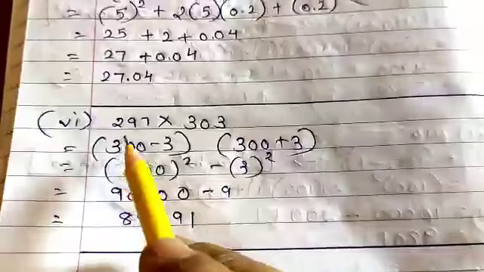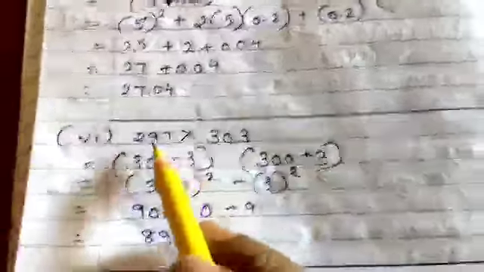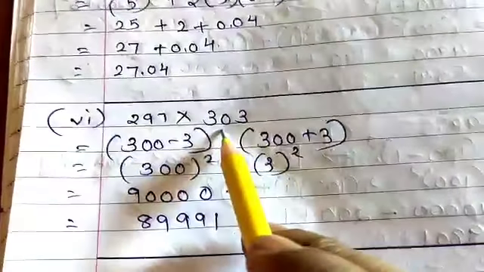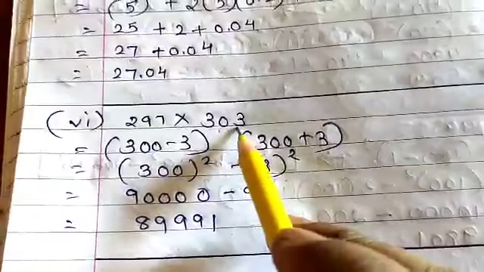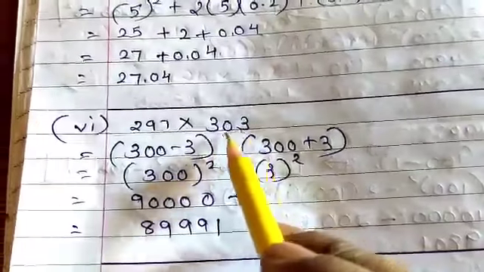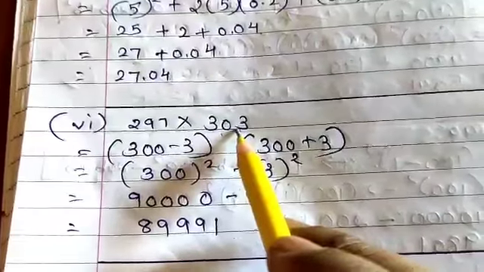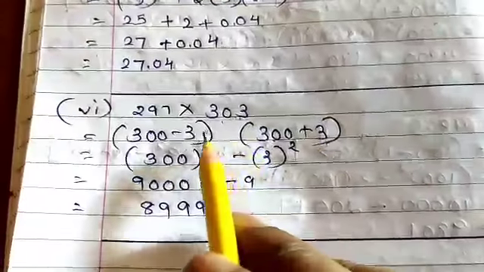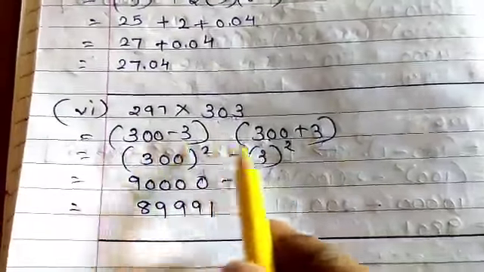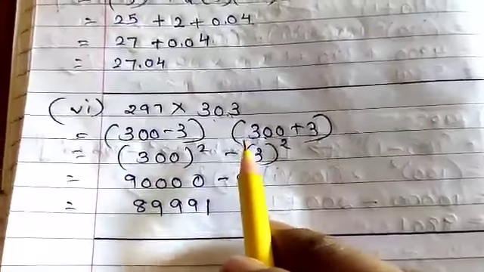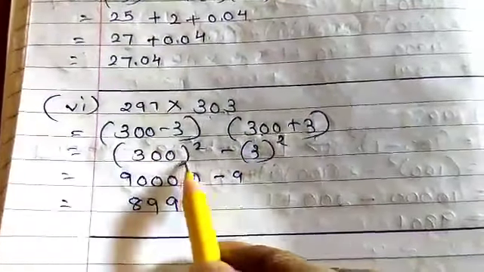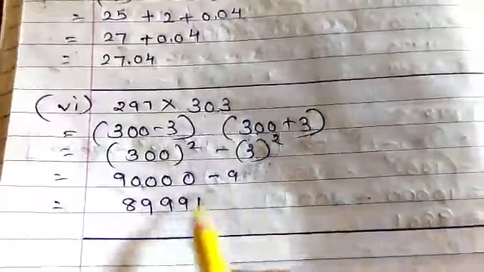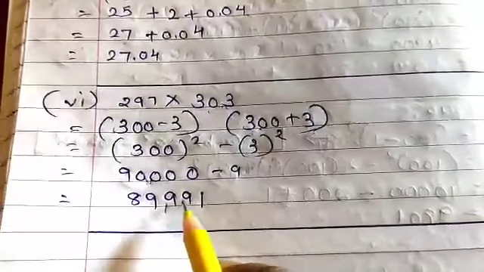Then the next one is 297 into 303. Now dear student, here its nearest to 10 value is 300 only. So 300 minus 3, because unit place is 3. Then 300 plus 3. Now as we observe, both the brackets have a common term, but there is only a difference of sign, that is a minus b and a plus b. So which identity do you have to apply? That is a square minus b square. So make a square of 300 and square of 3. The square of 300 is 90,000 and square of 3 is 9. So when you subtract, you will get 89,991.